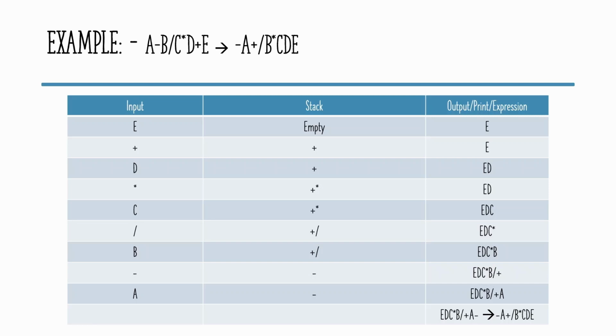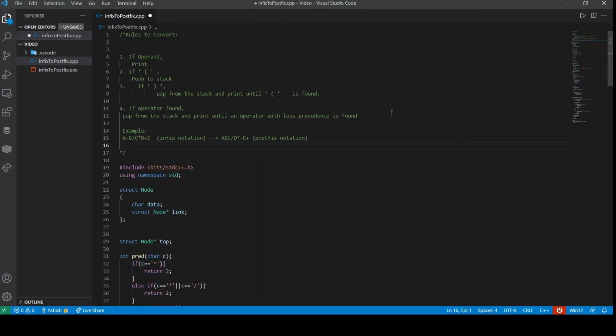So let us check what changes could be done to the infix to postfix code to get the infix to prefix code, right? So let's go to the code. So this is the code for the conversion of infix to postfix. Let us understand what changes could be made into this code itself to get the conversion of infix to prefix, right? So as we know, many of the rules are similar.